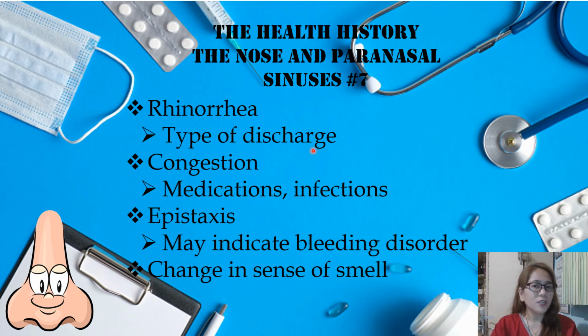Moving on to the health history of the nose and the paranasal sinuses. You have to check the following: rhinorrhea, congestion, epistaxis. You can utilize your OLD CARTS. For example, in rhinorrhea, you can ask the client, when did you first notice the runny nose? Is it in the left or right for the location? For the duration, how long does it last, and so on. You also have to check the type of discharge, the color.